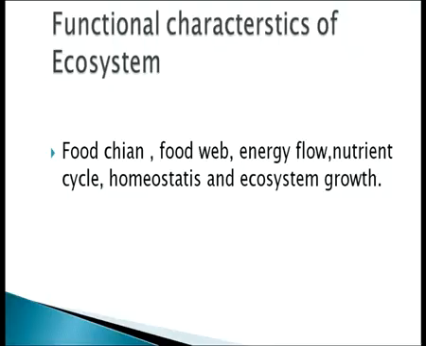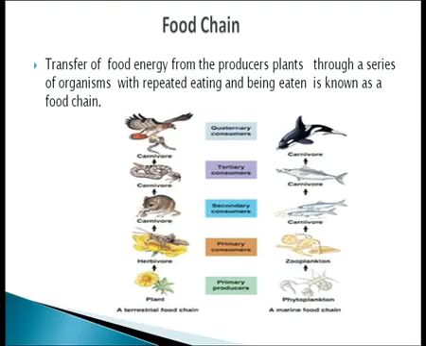The functional components, which can also be called the functional characteristics of an ecosystem, are food chains, food webs, energy flow through the ecosystem, nutrient cycles, homeostasis and ecosystem growth. Now, this is an example of a food chain. What is a food chain? Transfer of food energy from the producer plants through a series of organisms with repeated eating and being eaten is known as a food chain.